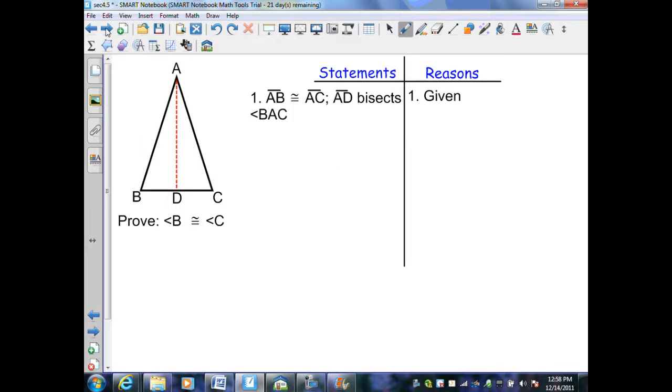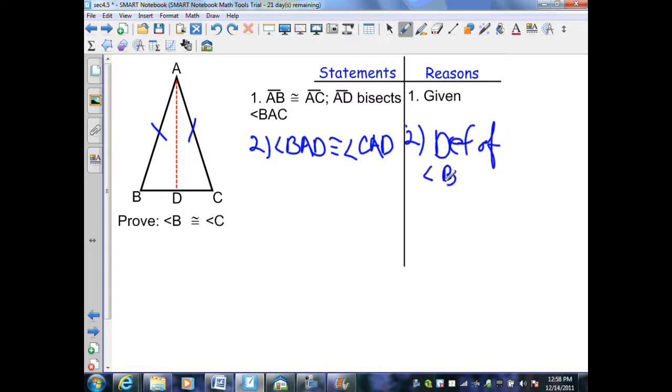Let's generate the proof for the isosceles triangle theorem. If I'm given segment AB is congruent to segment AC, and I also have that AD bisects angle BAC. If that's true, then I know that angle BAD is congruent to angle CAD. And that reason is for the definition of angle bisector. An angle bisector divides an angle into two congruent angles.